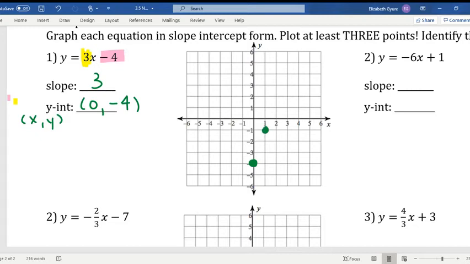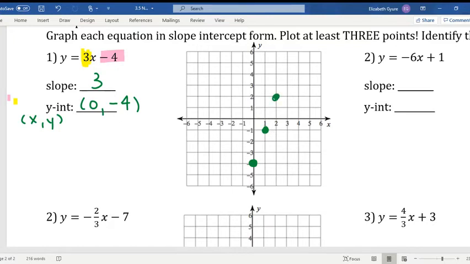Now the reason you go up and then to the right is because isn't your 3 positive? So you want to go in the positive direction, so that's up and to the right. Then you're going to do that one more time. We're going to go up, 1, 2, 3, right, 1. So then put a dot at 2, 2.